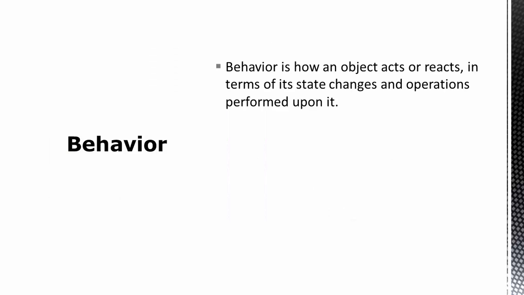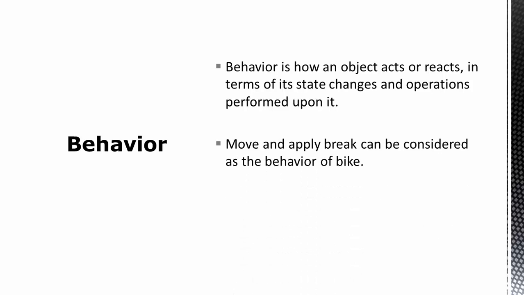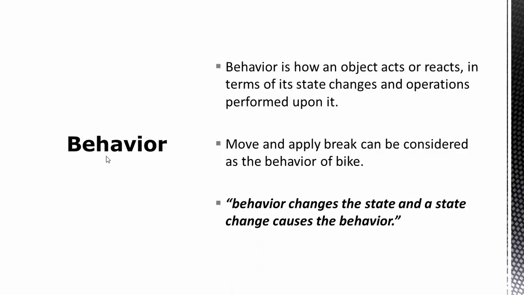Okay, then what is behavior? Behavior is how an object acts or reacts in terms of its state change and operations performed upon it. For example, move and apply brake are the behaviors of the bike object. Understand it clearly. Until and unless you change the value of gear position, bike cannot move. That means change in state will result in behavior. At the same time, whenever there is a move behavior, it automatically changes the state, that is the value of speed and fuel level. Similarly, apply brake behavior will change the value of speed. So we can say that behavior changes the state and state change causes the behavior.